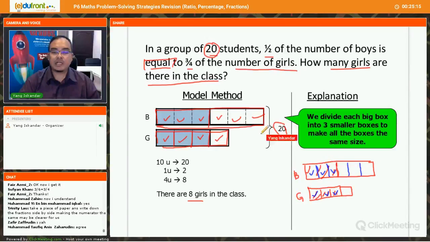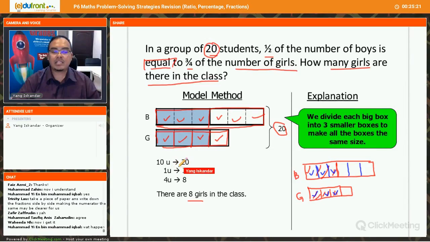Now let's get back to this part here. You can see 1, 2, 3, 4, 5, 6, 7, 8, 9, 10. So 10 units is the same as 20. How do you know 20 here? Because in the question they say that in a group of 20 students. So 10 units is 20. 1 unit is 2, 20 divided by 10.